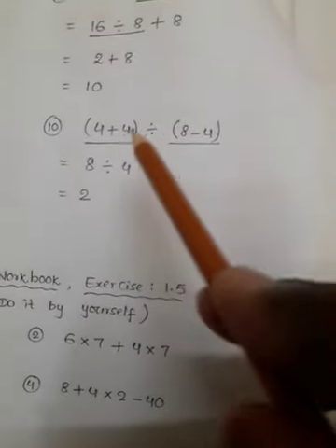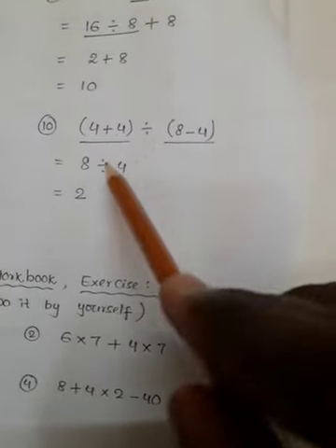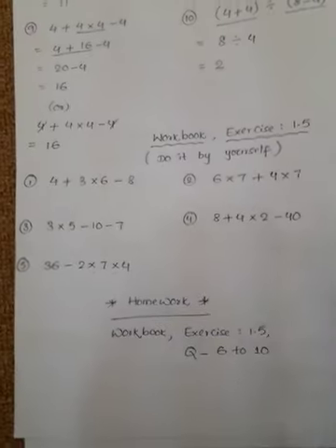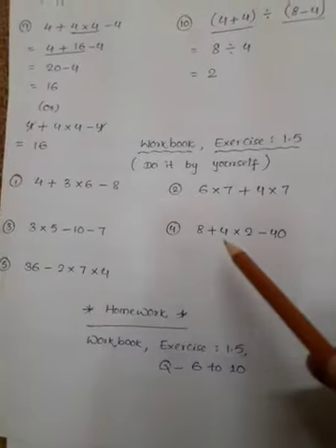And here are two brackets. So 4 plus 4 is 8. Division symbol. 8 minus 4 is 4. So 8 divided by 4 is what? 2. And these are the questions from your workbook.